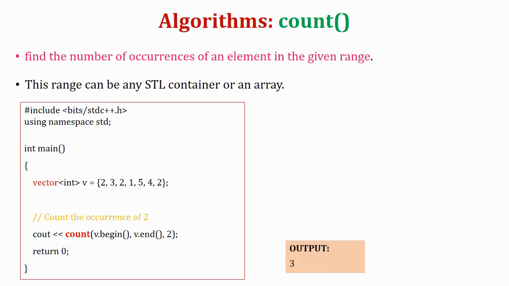The next function is count. It will find the number of occurrences of the element in the given range. For example, the vector is a collection of some elements. We are going to count, starting from beginning till end. What is the reference value here? 2. So the number of times 2 occurs: see, 1, 2 and 3. So 3 times it occurs, right? So finally the result is 3 here.